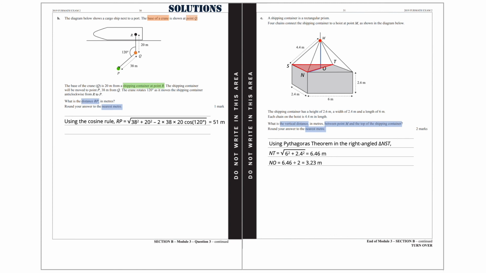We are going to use Pythagoras' theorem again, but this time in the right-angle triangle NOM. So MO equals the square root of 4.4 squared minus 3.23 squared, which equals 2.99 meters. Correct to the nearest meter, that equals 3 meters.